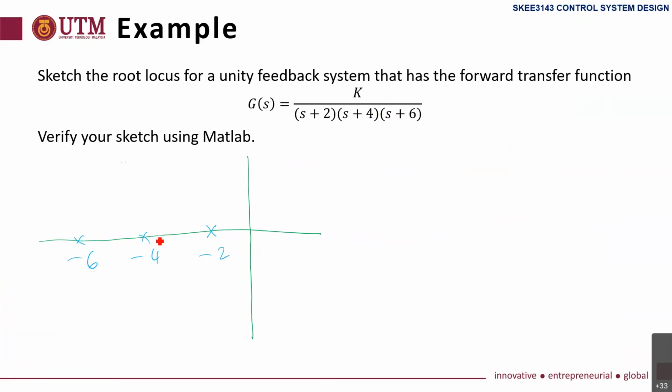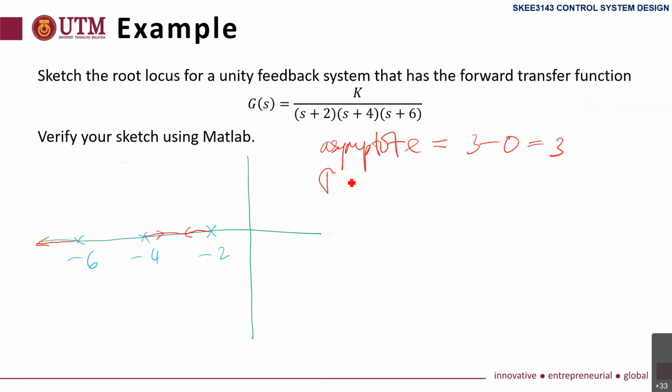We have poles, we have root locus to the left of an odd number. So now we know that there are three infinite zeros. Then we need to find the asymptote. The number of asymptotes is number of poles minus number of zeros. We have 3, 3 minus 0 equal to 3.